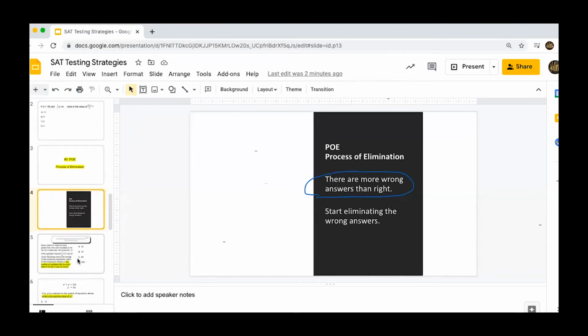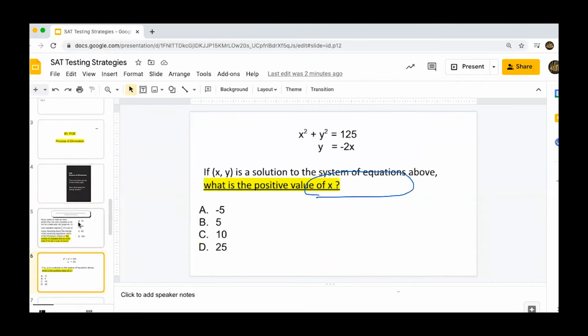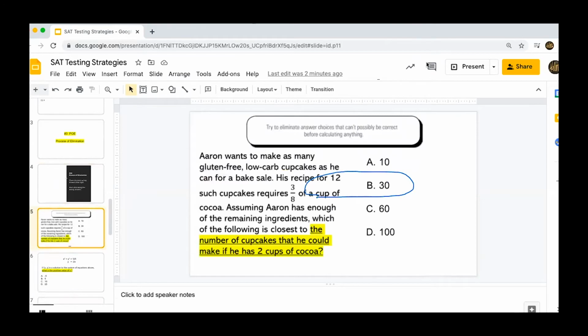So let's give it a try. So this question right here, right away, we look at it and we don't even want to do it because it's too much to read. Then let's focus on the bite-sized piece. Let's focus on the keyword. So the keyword right here is, who cares about gluten-free and low-carb cupcakes? Who cares? All we care about is, what is that? The number.